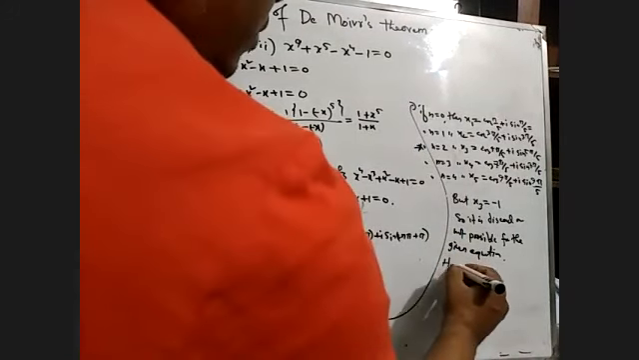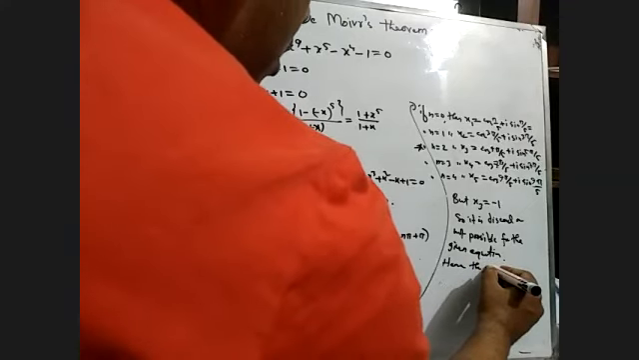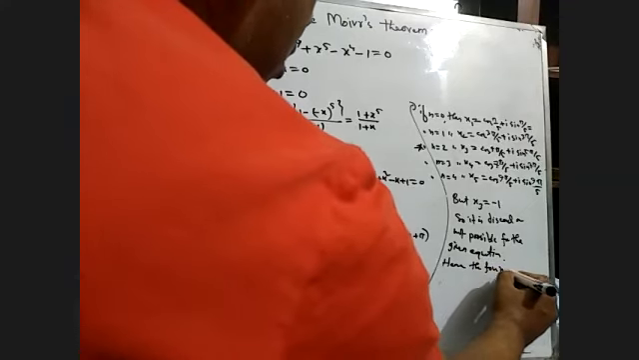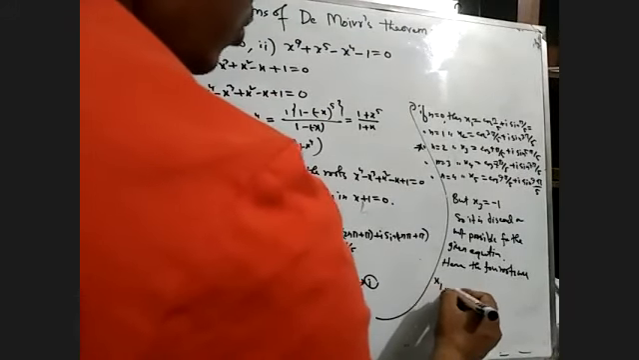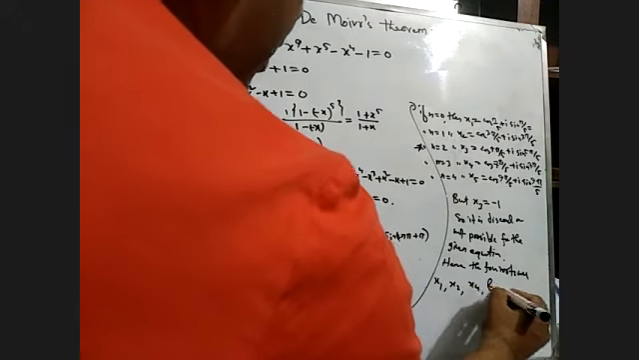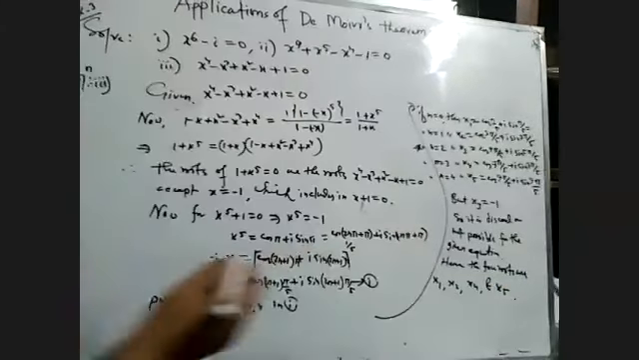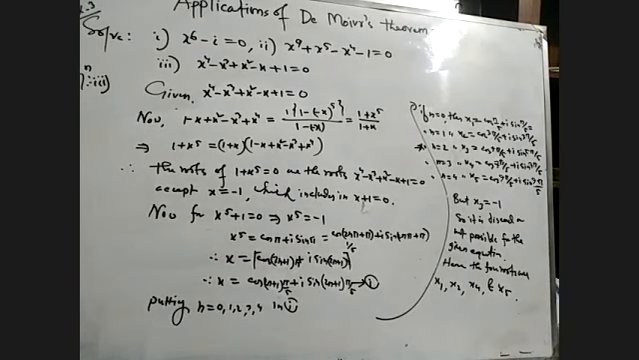Hence, the 4 roots are x1, x2, x4 and x5. These are the required roots of the equation.